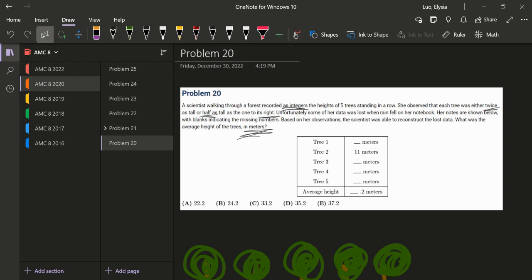Okay, so what can we tell from reading this question? The height of each tree is an integer. And if one tree is to the right of another tree, it is either twice or half as tall. And your answer should be in meters.